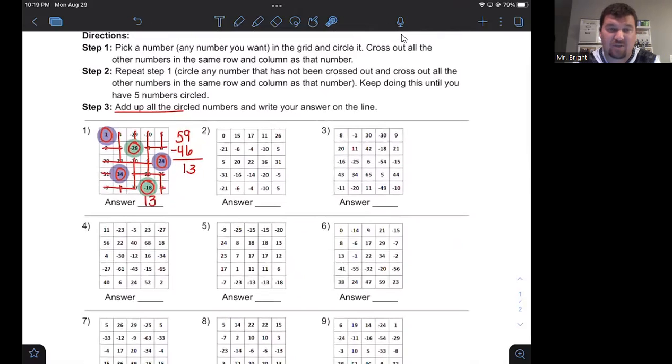So that's how you do magic squares, and that's why they're magical. So let me know if you have any questions. Oh, by the way, you can't turn this in on Google Classroom. We're just going to talk about it during SLT tomorrow. So try to finish it this class period.